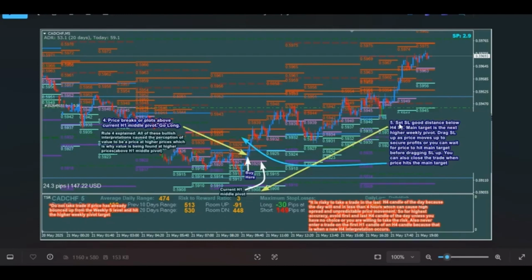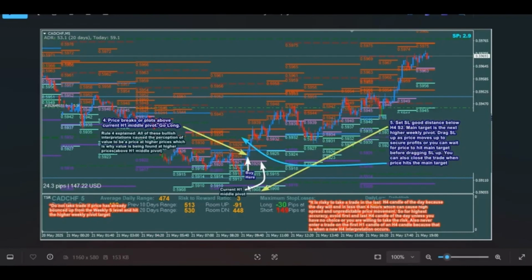Rule number 5: set SL a good distance below H4 S2. Main target is the next higher weekly pivot. Drag SL up as price moves up to secure profits, or you can wait for price to hit the main target before dragging SL up. You can also close the trade when price hits the main target. Okay? So you see the arrow pointing here.